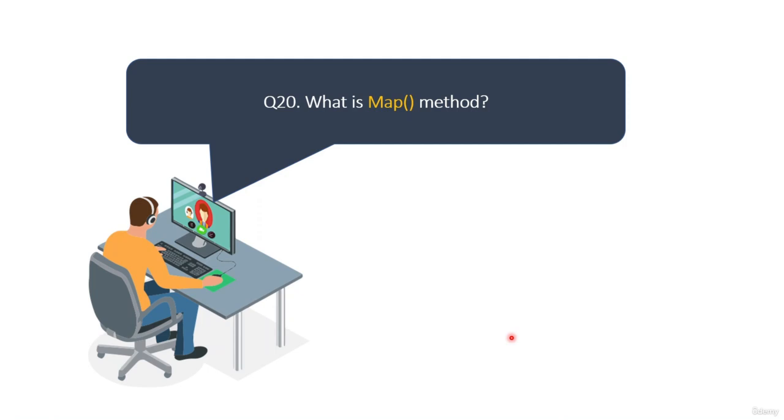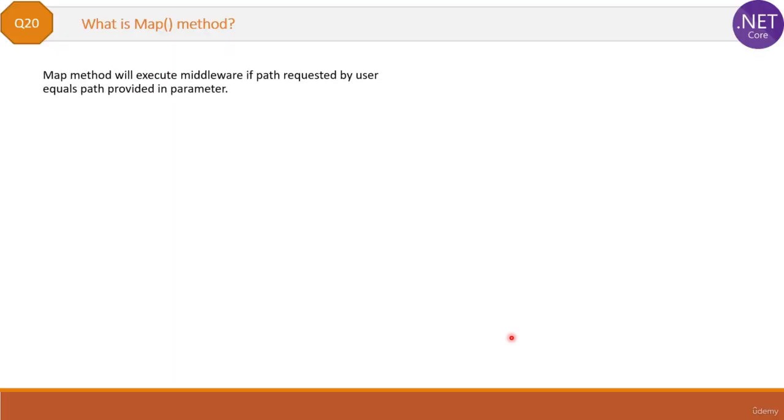What is the Map method? Map method will execute middleware if the path requested by the user equals the path provided in the parameter. Let's try to understand with the help of an example. The role of the URL is important here, the request URL, because the mapping will happen based on the URL only. So let's see the example.